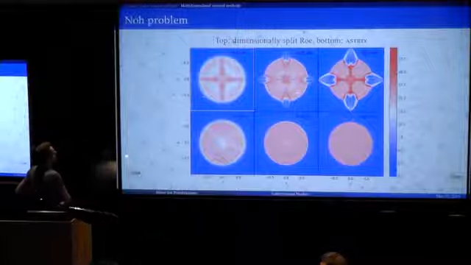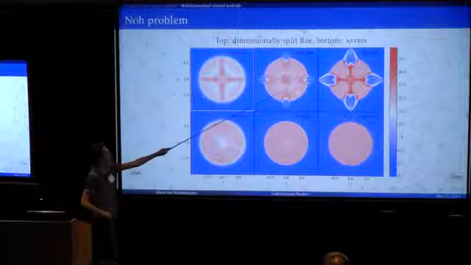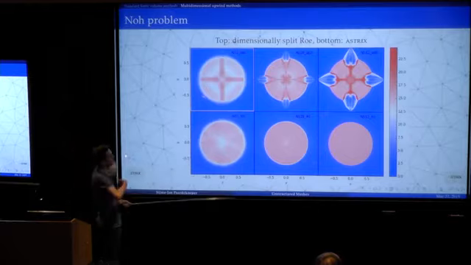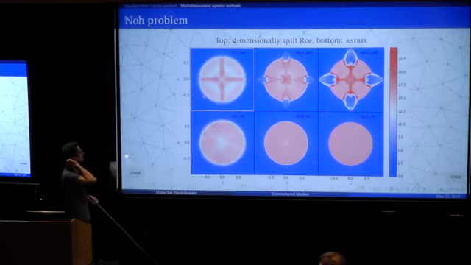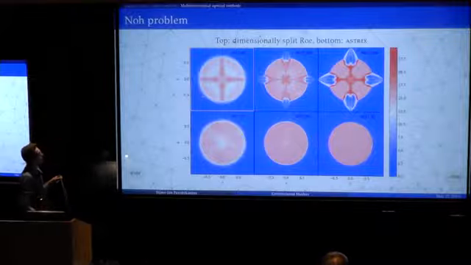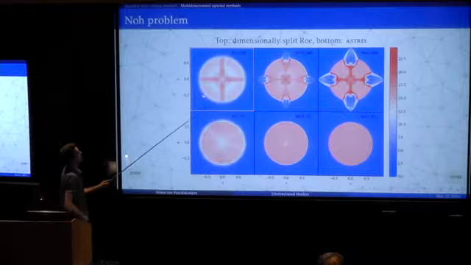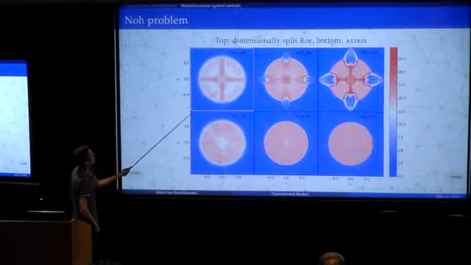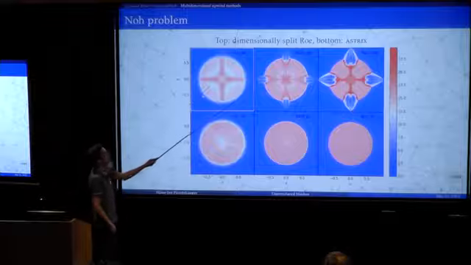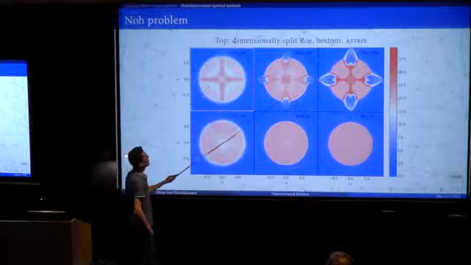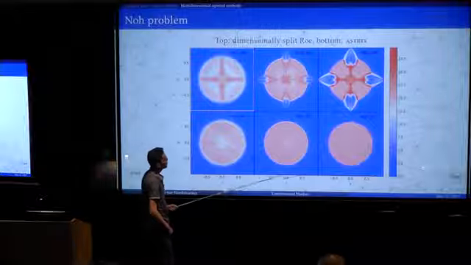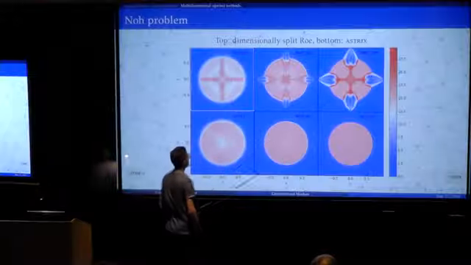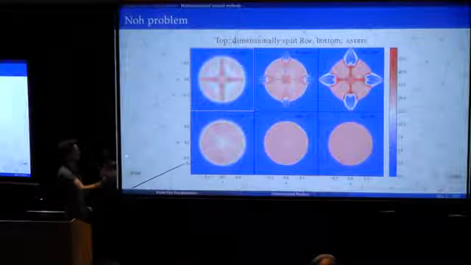So top row is the dimensionally split Roe scheme. Bottom is the multidimensional upwind, so a multidimensional version of the Roe solver. And what you see is, in the case of the dimensionally split scheme, you have these preferential directions over x and y. And you see that numerical diffusion along these coordinate axes is just not large enough in order to stabilize this very strong shock. So here comes the isotropic diffusion.